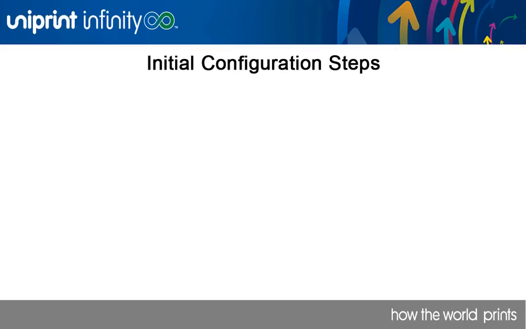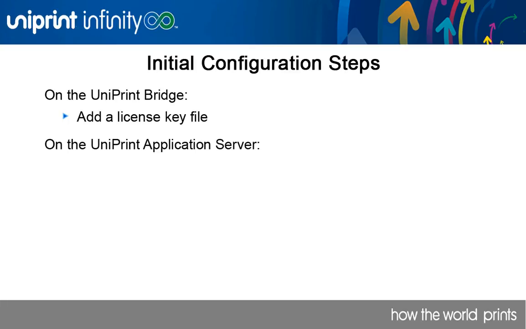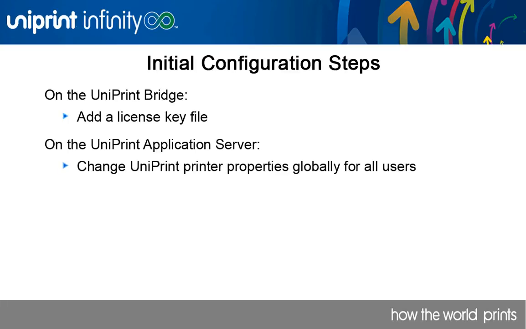In this video, we're going to go through some common initial configuration steps for a client-server setup. To start, we'll add a license key file to the UniPrint bridge, which also has the license server installed on it. This will remove the watermark that is printed across each page. On the application server, we'll change a couple of UniPrint printer properties globally for all users.